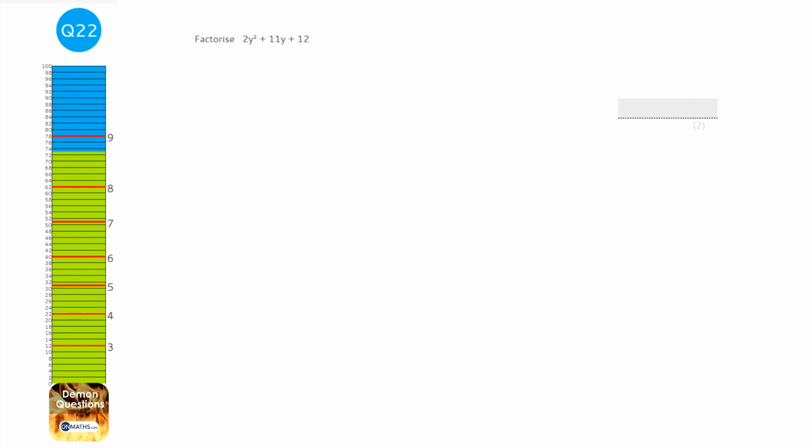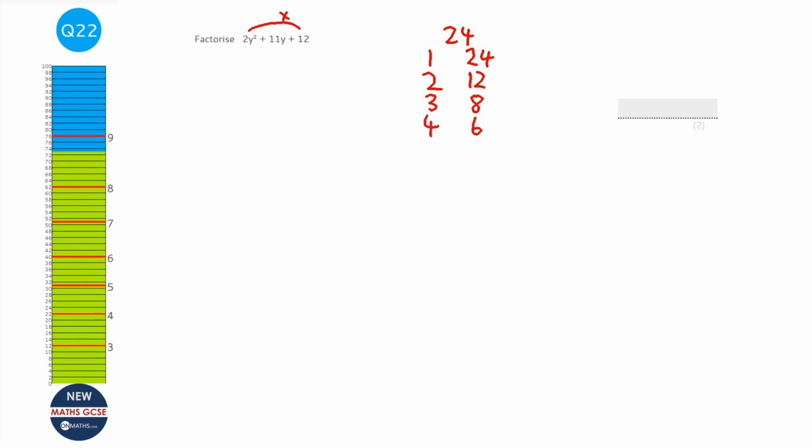Now there's multiple ways of doing this question, there's loads of strategies out there. I'm just going to show you the method I do. I get the coefficient of the y squared and times it by the number at the end. So that's going to give me 24. I then write down the factor pairs of that, which is quite a few. It's 3 and 8, 4 and 6. And work out which of those adds together to make the coefficient of the y. So which of those adds together to make 11? Well, it's these ones, 3 and 8, add together to make 11.